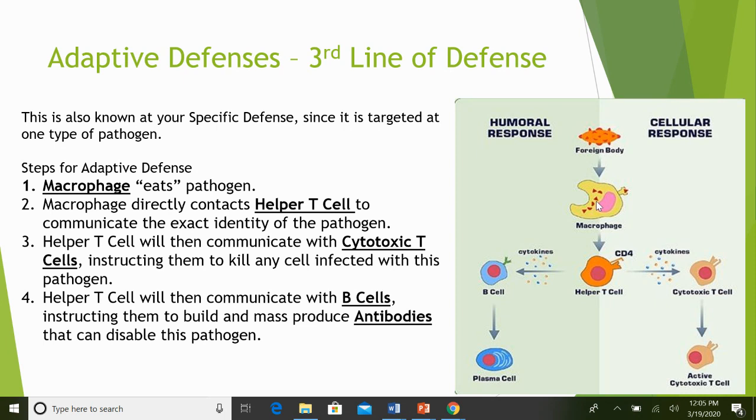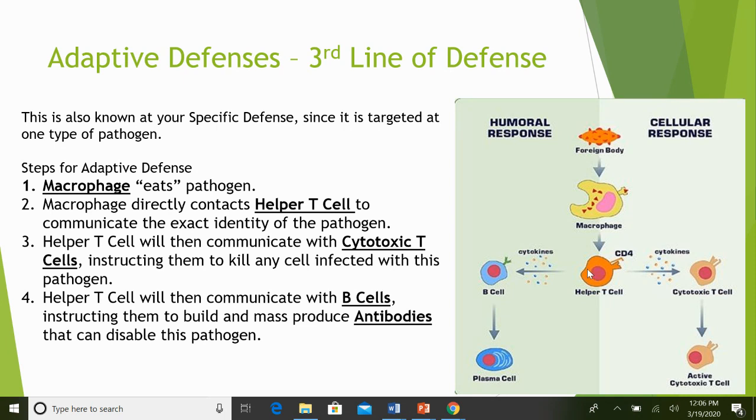Now, this macrophage, we talked about this big eater, it's just gobbling up everything. But when it gobbles it up, it recognizes the proteins on the surface of the pathogen and that protein structure and goes, uh-oh, this is not mine. And so it has the ability to directly communicate with a really important white blood cell called a helper T cell. It has cell-to-cell contact with this helper T cell to say, bad guy in our body, this is its exact identity.